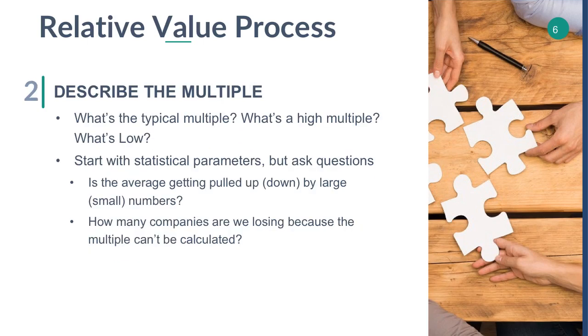The second step is to describe the multiple. By that, I simply mean having an understanding of what represents a typical multiple, what's high, and of course, what's low. Importantly, we also need to have an understanding of how those figures may be biased by the sample of companies that are being used or any outliers that may exist within that sample.